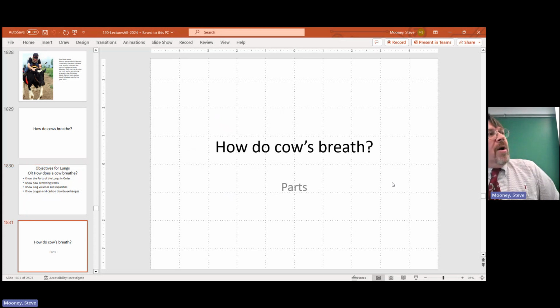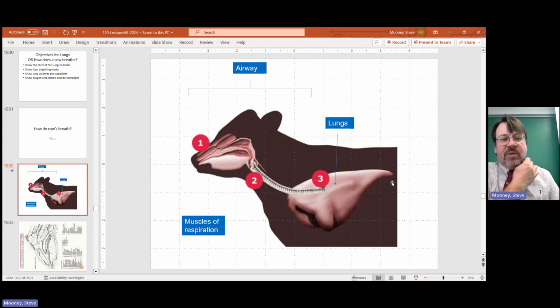So let's start with the parts. How do cows breathe? And we'll get you the handouts. They're not back from the printer yet, but you should be able to keep track of this pretty straightforward.